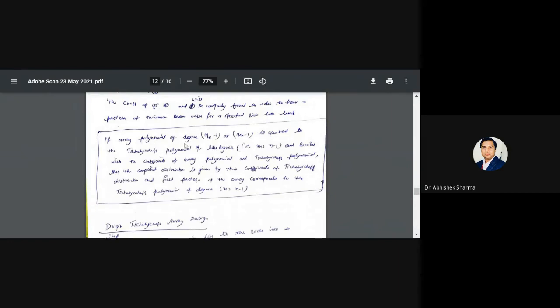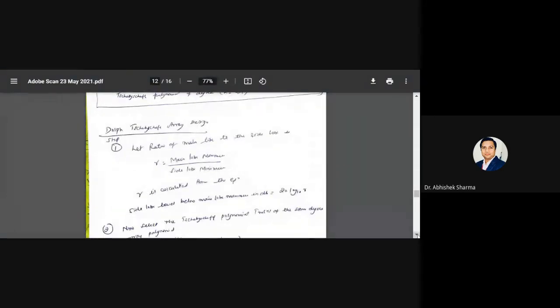So if the array polynomial of degree ne minus 1 or No minus 1 is equated to the Chebyshev polynomial of like degree, and similarly the coefficients of the array polynomial are equated with the coefficients of the Chebyshev polynomial, then the amplitude distribution is given by these coefficients of the Chebyshev distribution, and the field pattern of the array corresponds to the Chebyshev polynomial of degree m equal to n minus 1. So this is the design procedure step by step.